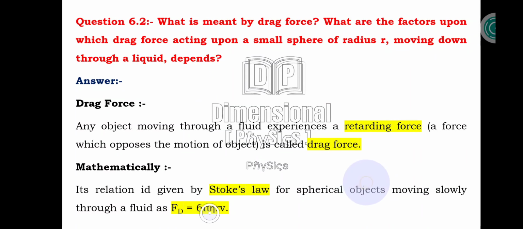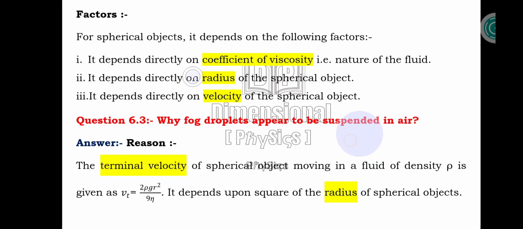Fd is equal to 6 pi eta r v, where eta is the coefficient of viscosity, r is the radius of the droplet, and v is the terminal velocity. So these are the factors for spherical objects. It depends on the following factors. It depends directly on the coefficient of viscosity, the nature of the fluid. It depends directly on the radius of the spherical object. It depends directly on the velocity of the spherical object.